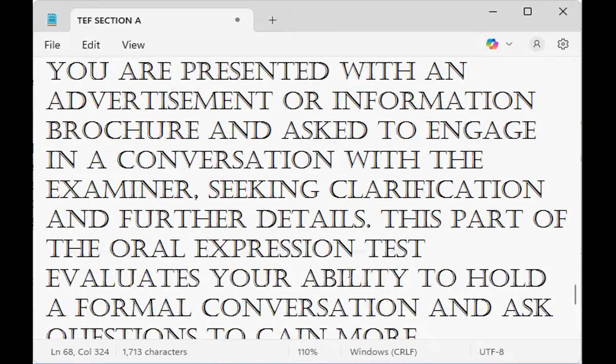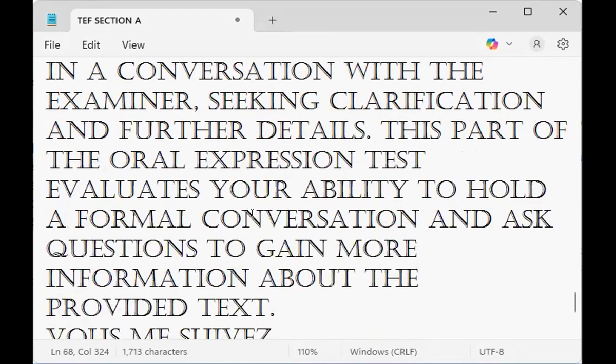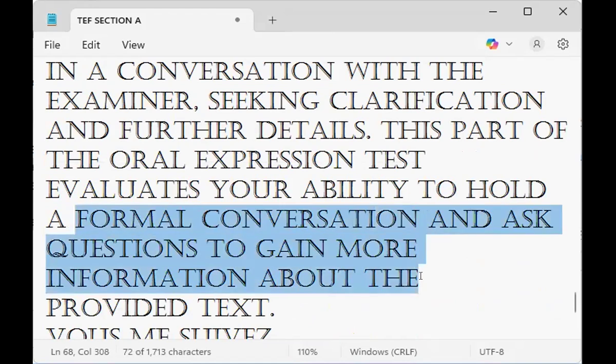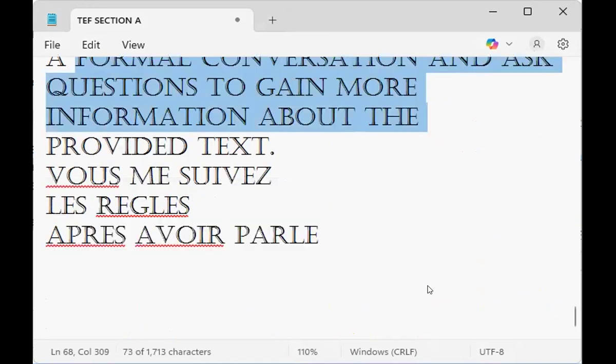This part of the oral expression test evaluates your ability to hold a formal conversation. It is a formal conversation and you ask questions to gain more information. So you need to ask questions, my friends. You need to ask 10 questions. Say clear. Is it clear to you? Sir, I have a question. So will the advertisement be given as a question, or written like in the written part? No, it will be oral.